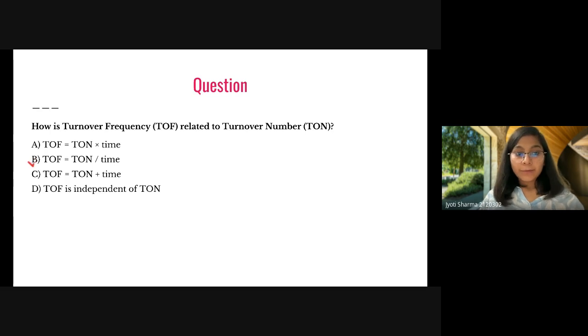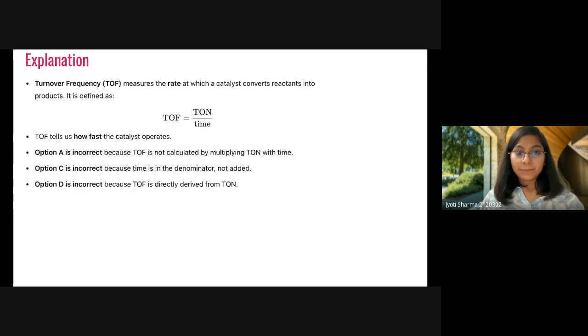So answer B will be right. If we want to calculate the frequency, then whatever the value of TON we have, we divide it by the time, and that will give you the TOF. Let me show you the answer for this. So B is the right answer. TOF, the turnover frequency, measures the rate at which a catalyst converts reactant into product. So this is the rate, and that's why the denominator will be time. Whatever TON we have will be divided by the time, right?